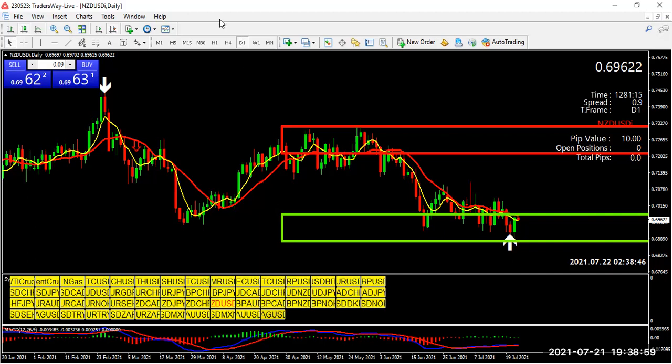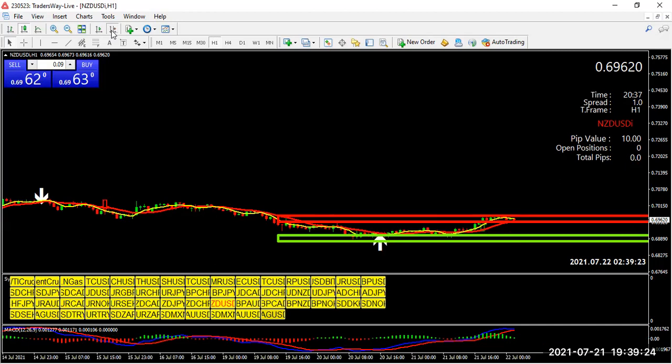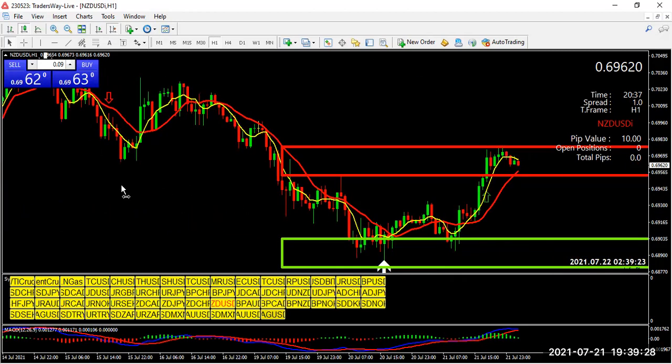So NZD USD on the daily, same thing. So you all probably already know now, right? Price is inside the demand zone, indicating a bullish trend emerging because it's a daily candle. But is it? Absolutely not. We're still bearish. We're still bearish. So I'll be looking to sell NZD USD. I'm going to drop down to my 1 hour. That's what I'll do on the 1 hour. I'm looking for a sale.